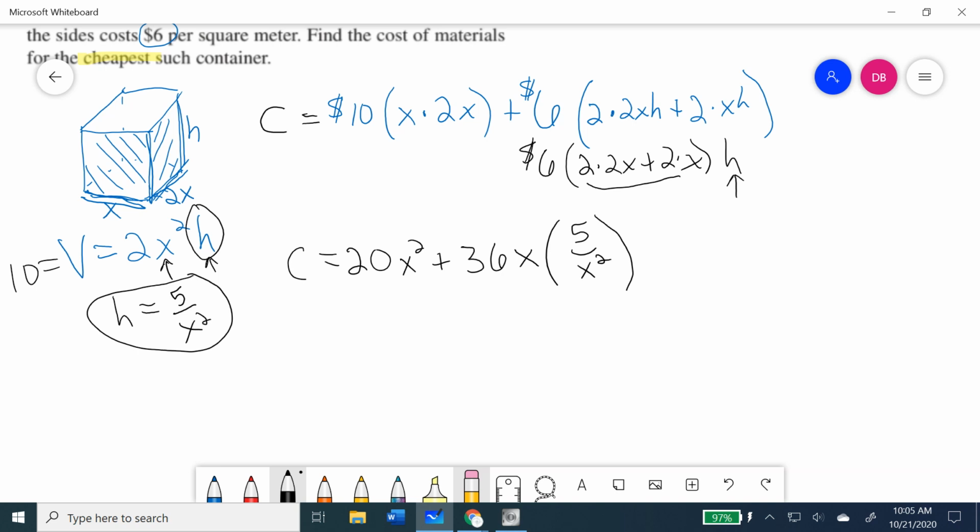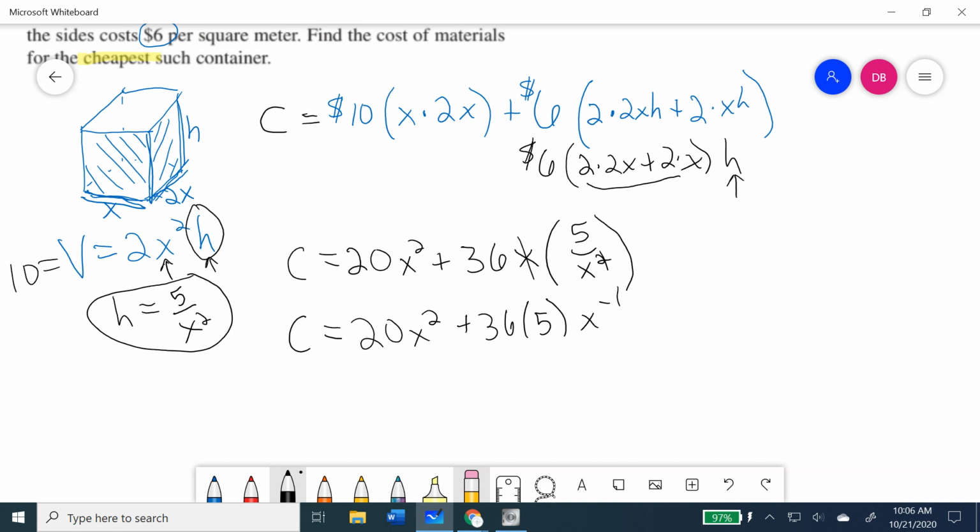So I have cost in terms of one variable. And then 36 times 5, you know what, I'm just going to say 36 times 5, and then times x to the negative 1. Now it's in a really nice place for taking the derivative.